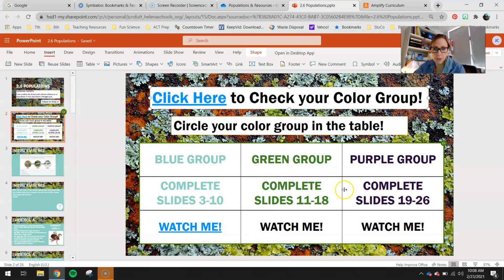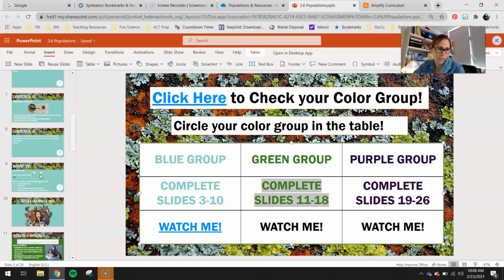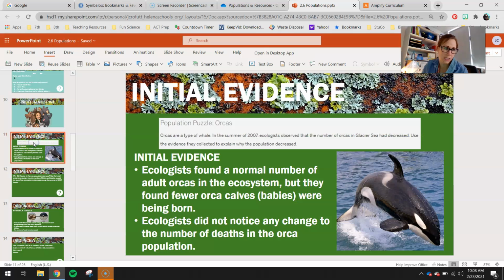Alright, so green group, moving on, for this assignment we'll only complete slides 11 through 18. So let's go ahead and fast forward past the blue group's work and into slide 11. Each of these assignments is structured the same way, where you have a problem to solve. In this case, you are going to be focusing on an orca population. So population puzzles is orcas. Orcas are a type of whale.